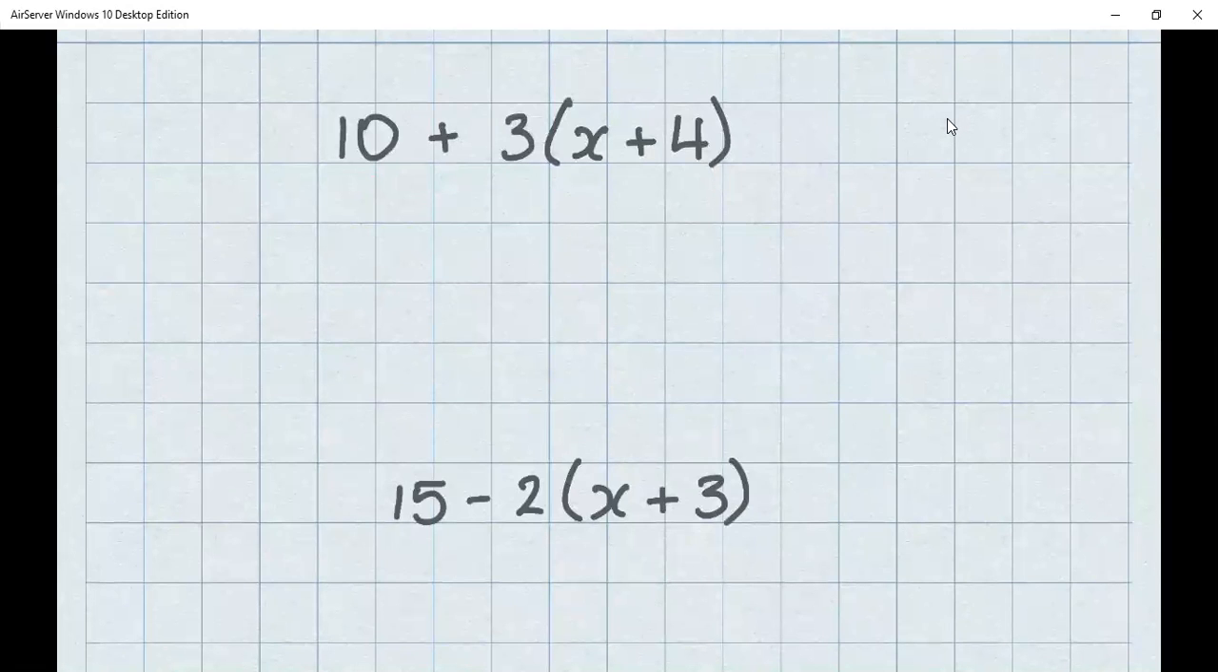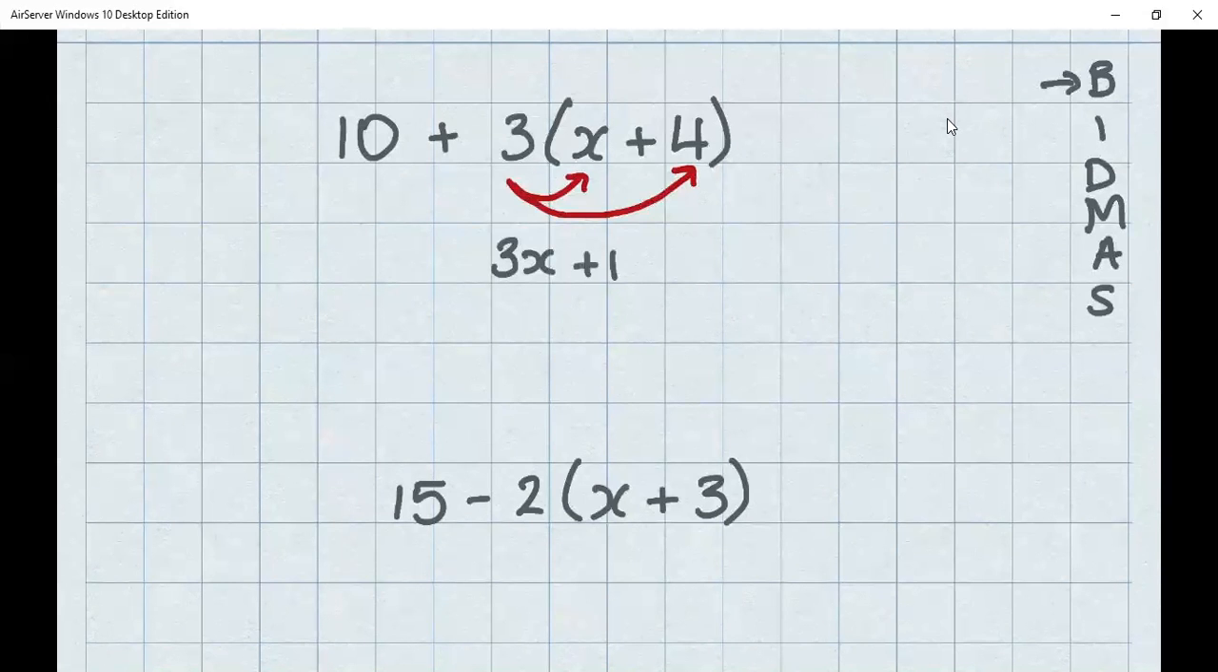So the first thing that you want to do is get rid of the brackets. So following BIDMAS, we always want to do brackets first. So let's multiply out this bracket. So using the same method as before, I've got positive 3 times x. So 3 times x is going to give me 3x. And then I have to multiply out positive 3 times 4. 3 times 4 is 12, and two positive numbers multiplied together will give me a positive answer.